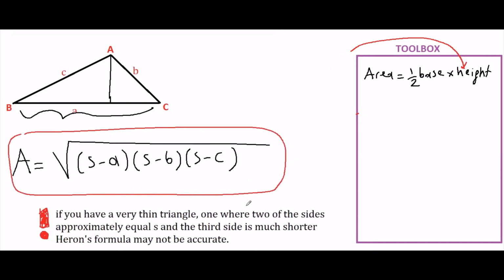So we have a small warning here. If you have a very thin triangle where two of the sides are approximately equal to s and the third side is much shorter, Heron's formula may not be accurate. So if your triangle is very thin, with two sides almost equal to s and the third side much smaller, like this, Heron's formula might be inaccurate. So be careful about that. Other than this special situation, Heron's formula is good to find the area.